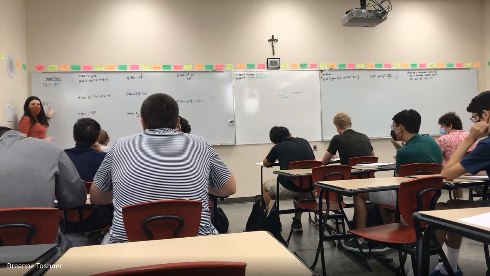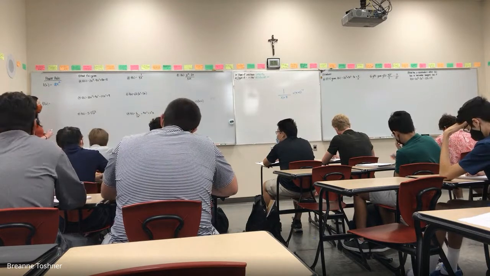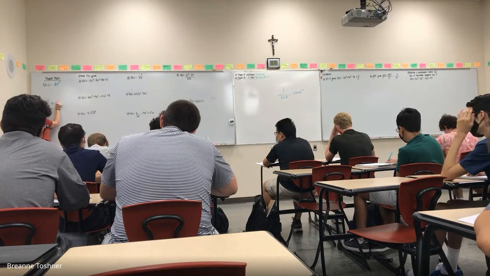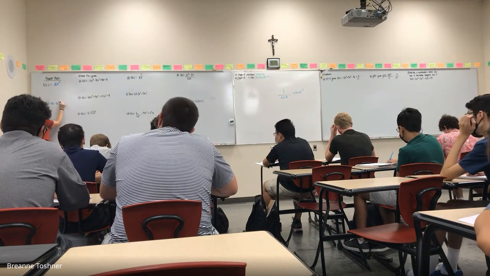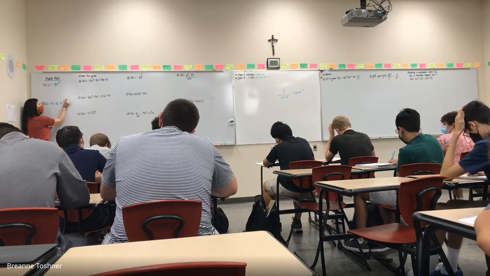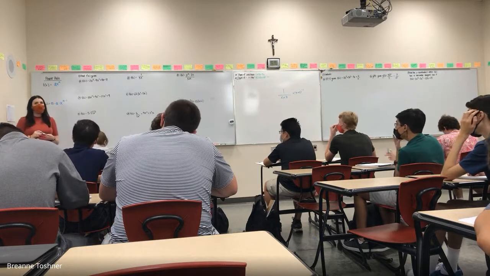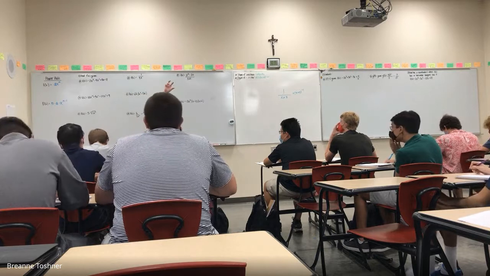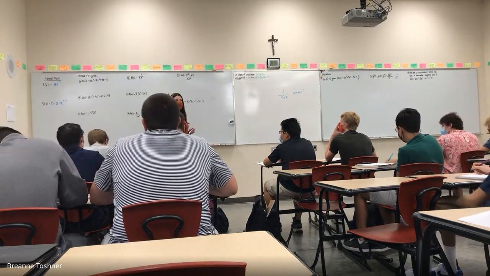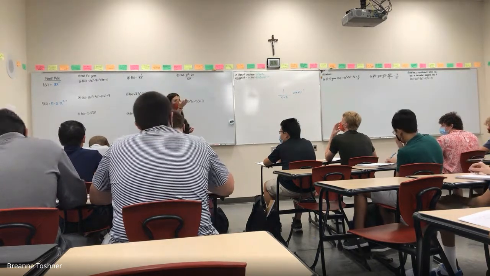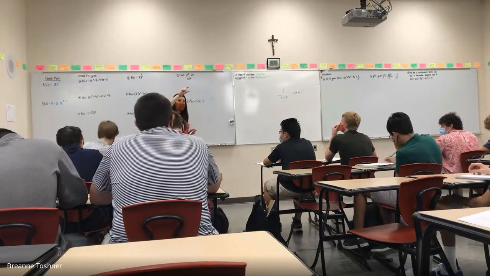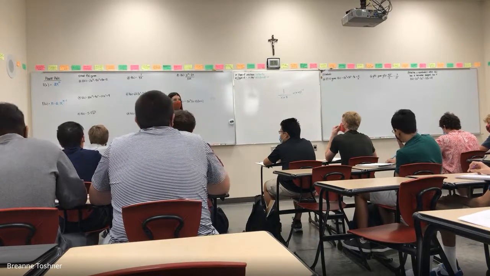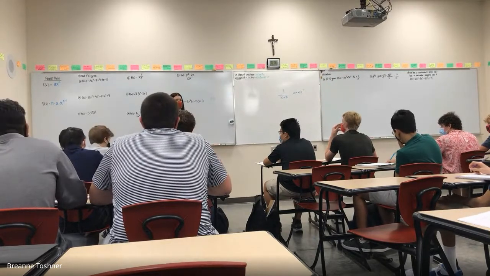f prime of x, which is the derivative of that, is going to be equal to n times a times x to the n minus 1. Which means what you're doing is you're taking that power, you are multiplying it by the coefficient. You're leaving x like it is, and then you're subtracting 1 from whatever your power was. Does that make sense? You can look back at your notes.